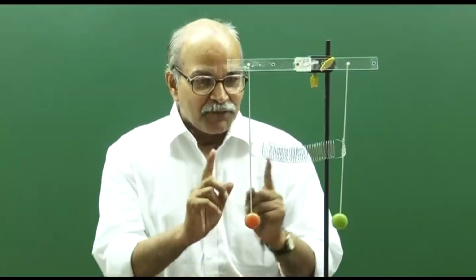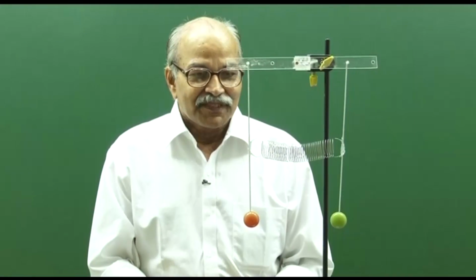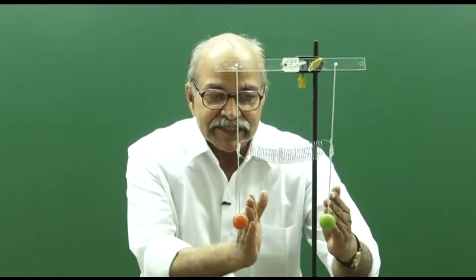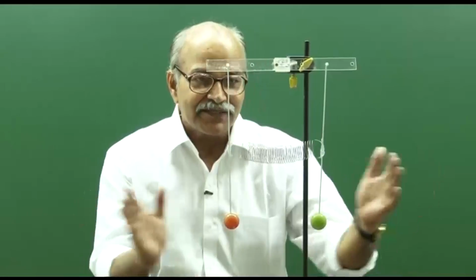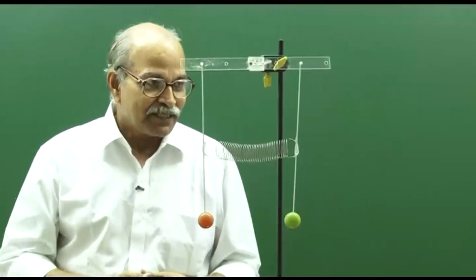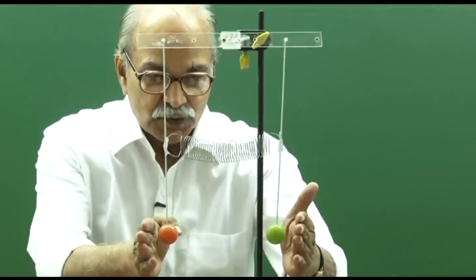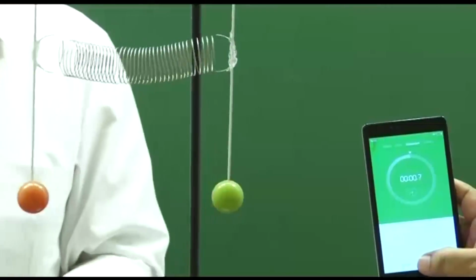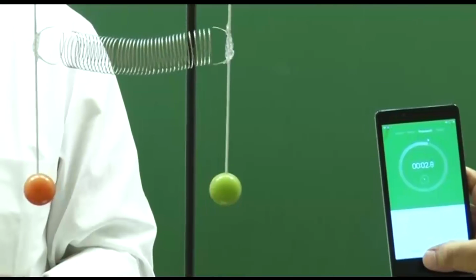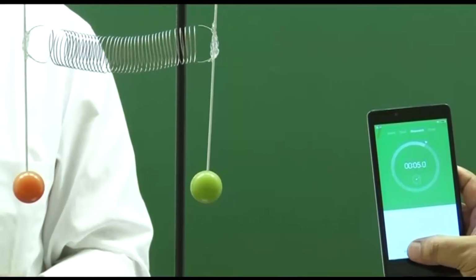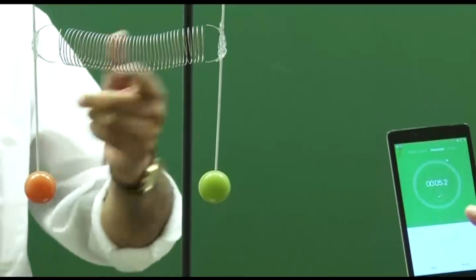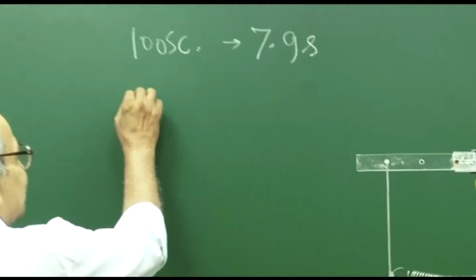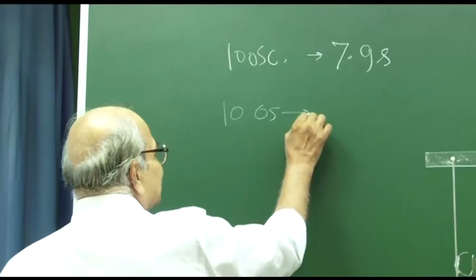Now, we can vibrate the same system in a different mode. What I will do, I will compress it a little bit from both sides and then release, and then Anurag, you measure the time period. So, be ready. Okay, how much is it? 5.2 seconds. So, these 10 oscillations take 5.2 seconds.